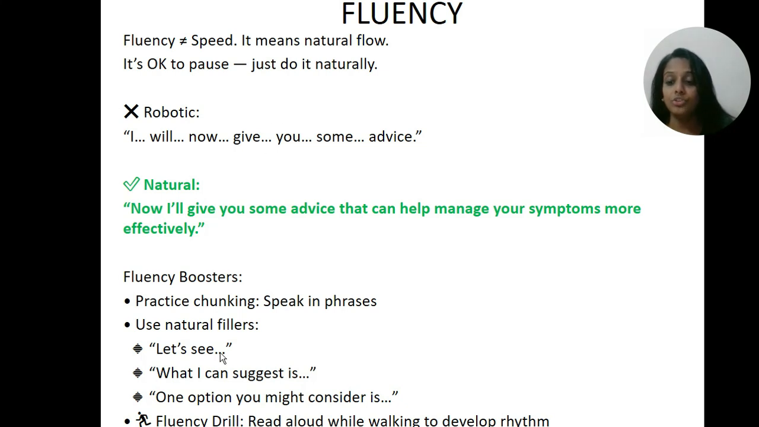And try this exercise. Read aloud while walking to develop the rhythm. Fluency improves with rhythm. Okay, you can try out this exercise.